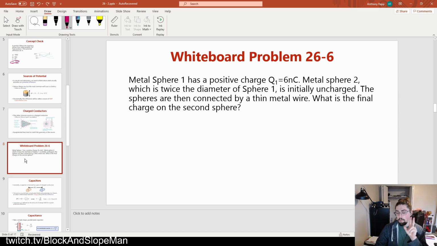So I've got two metal spheres. Metal sphere 1 is initially charged with 6 nanocoulombs. Metal sphere 2 has twice the radius of metal sphere 1, but has no charge on it when we start. So 6 nanocoulombs and 0. I attach a very, very tiny wire between the two, right? It's very, very thin, and that allows some charge to move back and forth between those two. What is going to be the final charge on my second sphere? Keep in mind, the charge on each one does not necessarily have to be equal. The charge density on each one does not necessarily have to be equal.